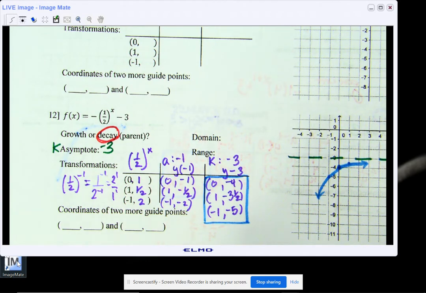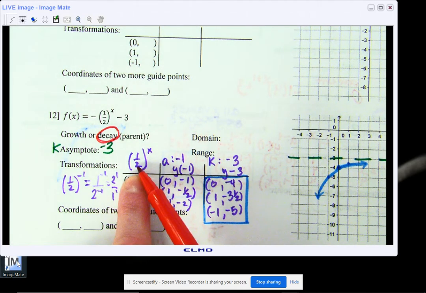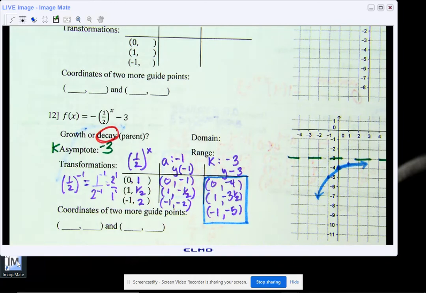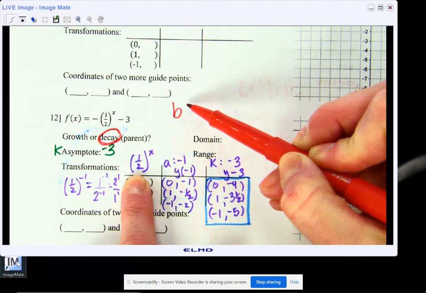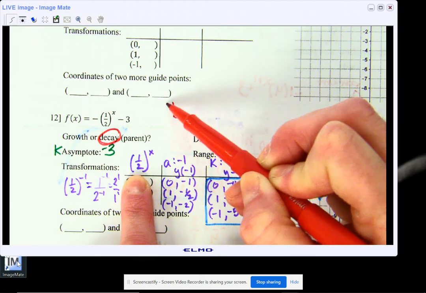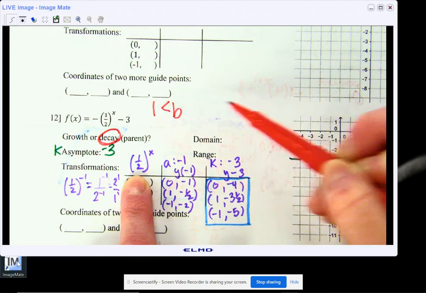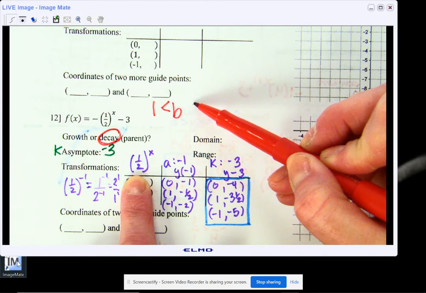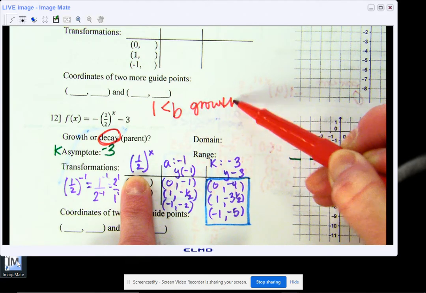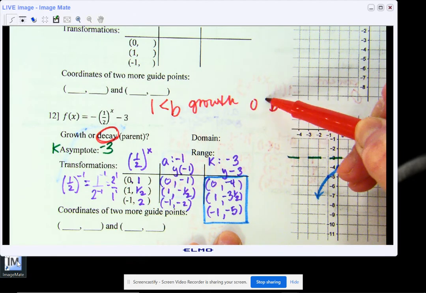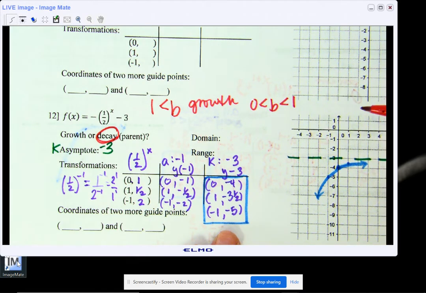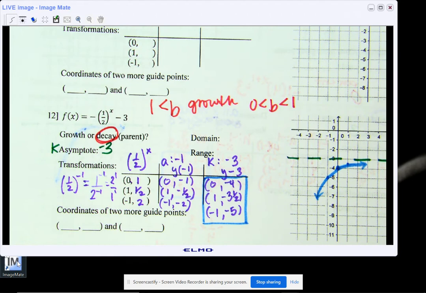Okay, so when the b, and I think you might even have this in your notes, when the b is 1 or greater, you get a growth. And if your b is between 0 and 1, or like a fraction, you're going to get a decay.